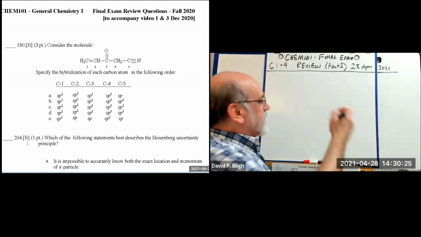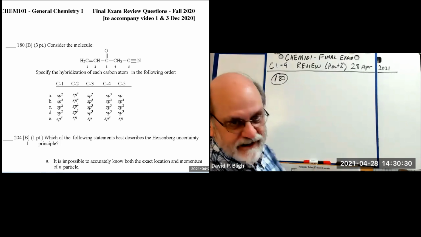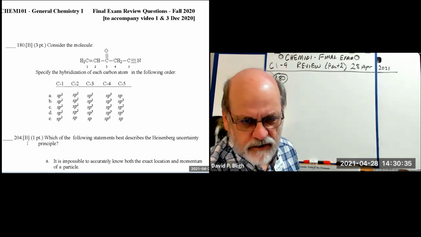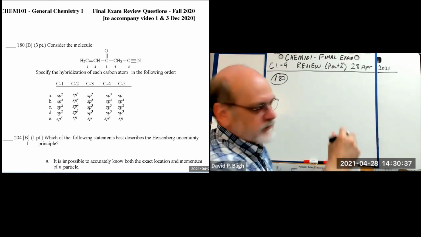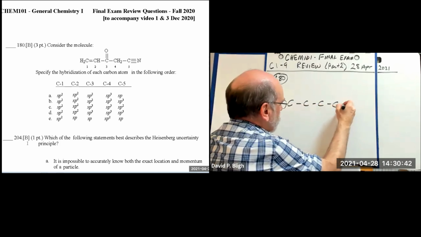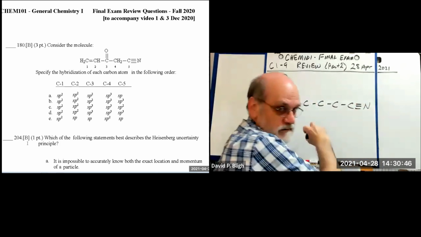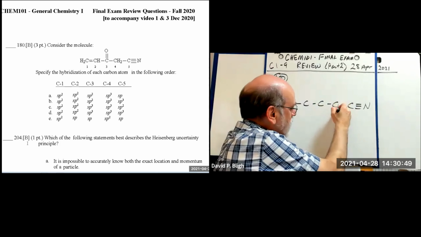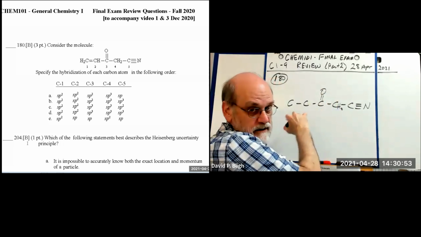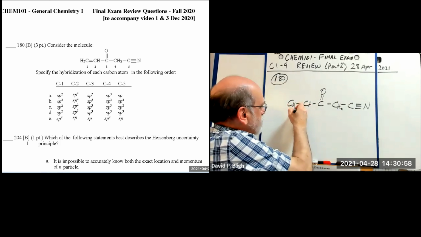So 180. Question is, when we look at this molecule, how many carbons do we have? 1, 2, 3, 4, 5 carbons. This one's got a nitrogen on it. This one's got 2 hydrogens. This one's got an oxygen. This one's got a hydrogen. This one's got a double bond and 2 hydrogens.